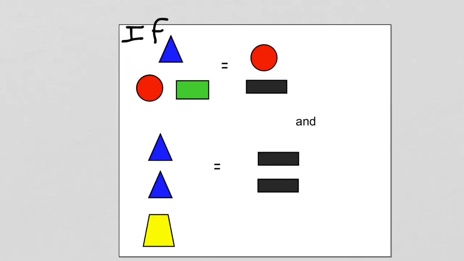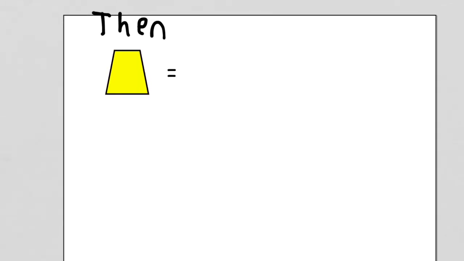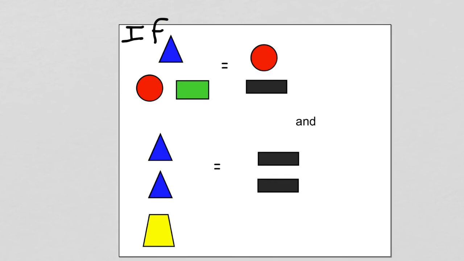Okay, let's do another one. This is a two-parter here. If one blue triangle, a red circle, and a green rectangle equals a red circle and a black rectangle, and two blue triangles and a yellow trapezoid equals two black rectangles, then what's one yellow trapezoid equal? Well, it looks complicated, but let's go back to the beginning and use this idea of finding things that are the same on both sides of the equal sign.